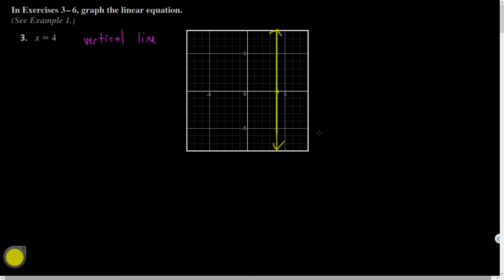Another way you can think about that if you didn't have it memorized is just start plotting points that have 4 as their x-coordinates. So here's (4, 0). Here's (4, 3). Here's (4, -5). And every point that has 4 as its x-coordinate would line up, resulting in that vertical line. That's all they asked us to do there.